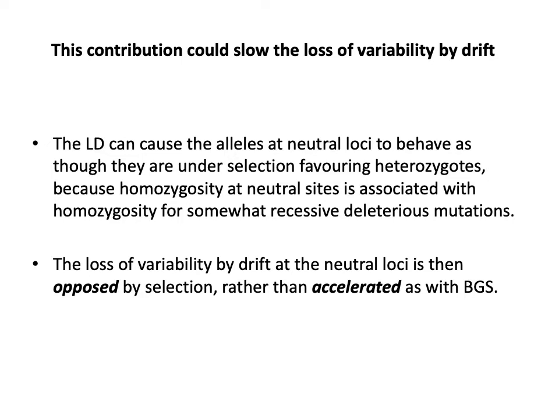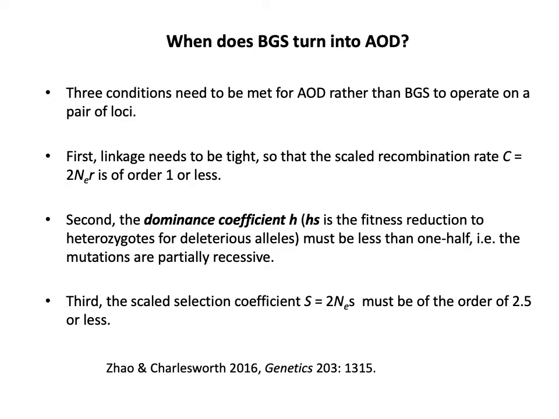AOD was studied quite intensively at the end of the 60s and the early 70s, but it's been rather forgotten since then. So I had a nice interaction with a visiting graduate student from Shanghai, Lei Zhao, who did a very thorough theoretical analysis of background selection and AOD for just the simple case of one selected locus with deleterious mutations and another neutral locus. What we found was that when linkage is tight, so the scaled recombination rate 2NeR is of order less than 1, you can get AOD effects.